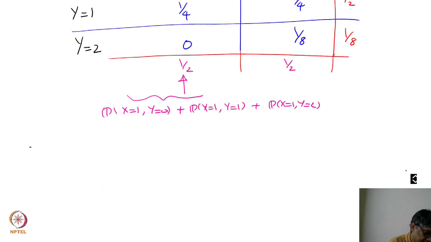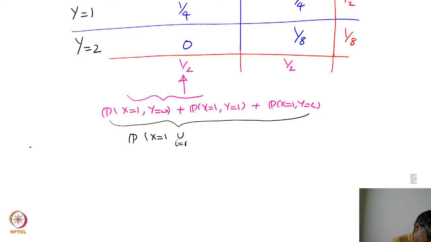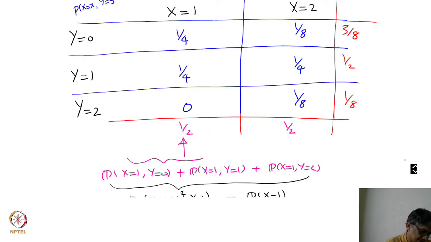So if you think a little bit, what is this going to be equal to? This whole thing is a union of mutually exclusive events. So you can write this as the chance that x equal to 1 intersected with the union over i from 0 to 2 of y equal to i, but this is the whole space, and that's the same as the chance that x is equal to 1. So in all the row sums, I'm getting the chance that x is equal to 1.